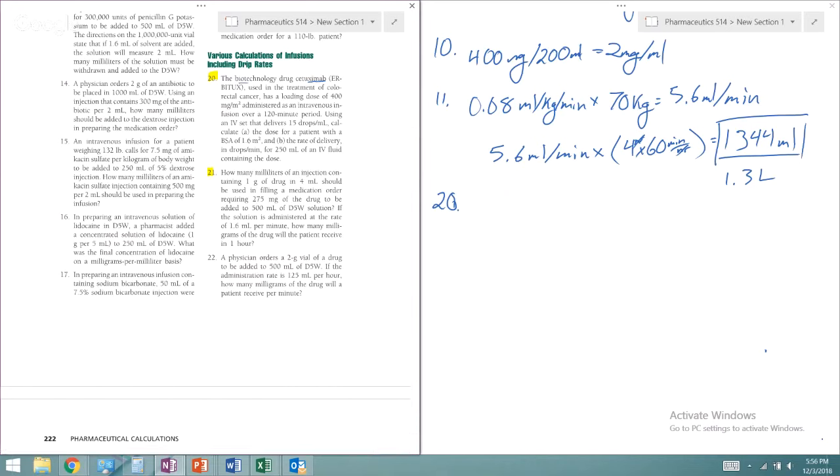So they use this in the treatment of colorectal cancer. It has a loading dose, and I'll explain what a loading dose is in a second, of 400 milligrams per meter squared, administered by intravenous infusion over a 120-minute period, using an IV set that drops 15 drops a milliliter. Calculate A, the dose for a patient with a BSA of 1.6 meters squared. So that's easy.